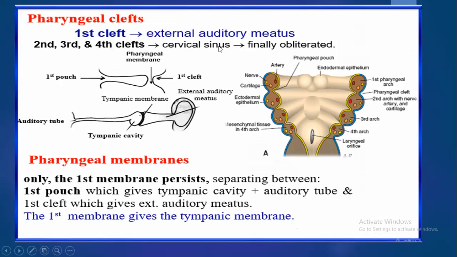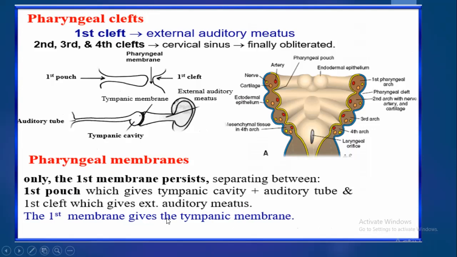The second, third, and fourth clefts give the cervical sinus, and finally this sinus is obliterated. And here is the first pharyngeal pouch. This is the first pharyngeal cleft, and this is the sinus in between. This is the tympanic membrane here, and this is the auditory tube from the first pharyngeal pouch, and the external auditory meatus. This is the tympanic cavity.